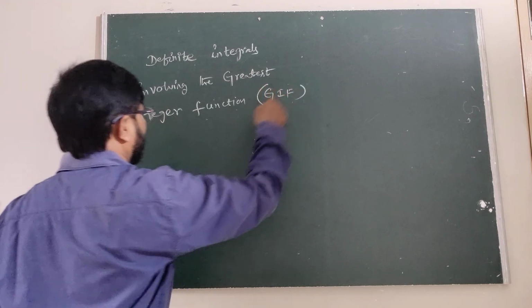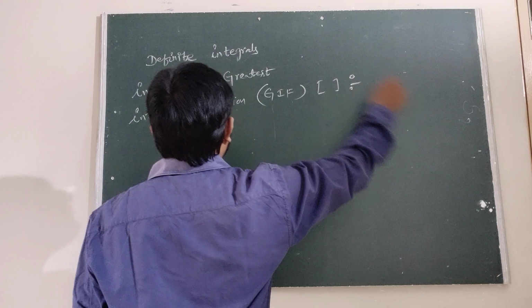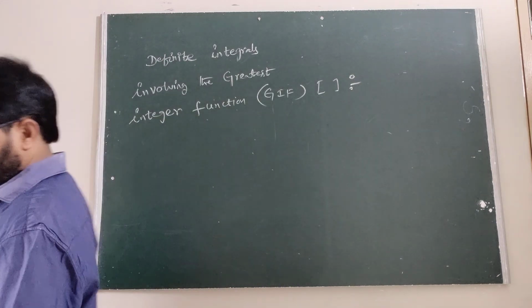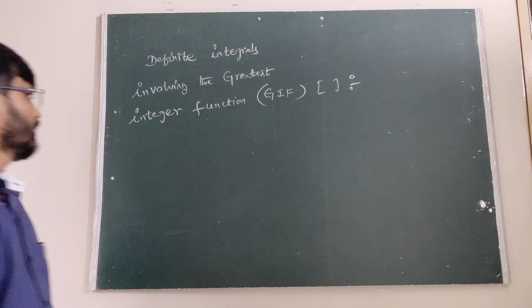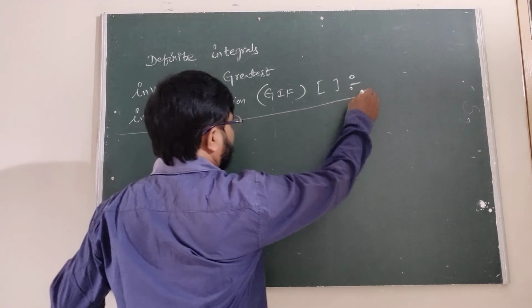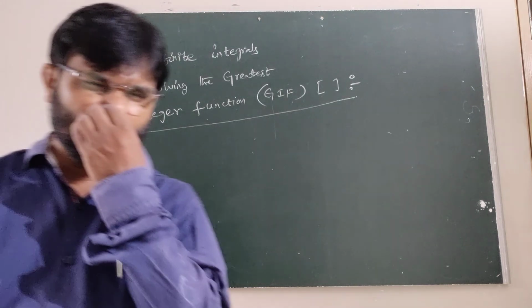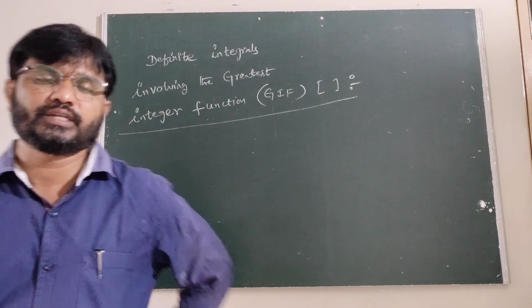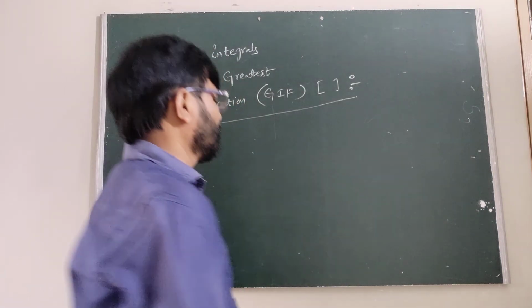The greatest integer function, we have to know that it is denoted by this one. The definite integrals involving the greatest integer functions. The fractional part of the function always lies between 0 and 1.